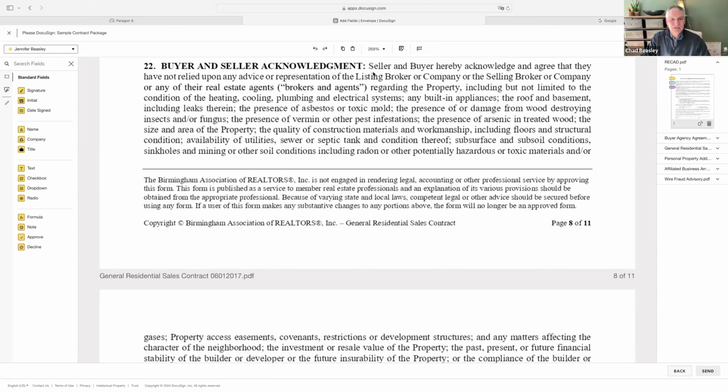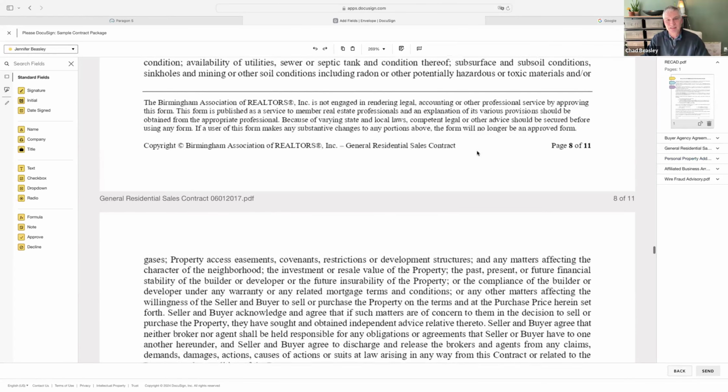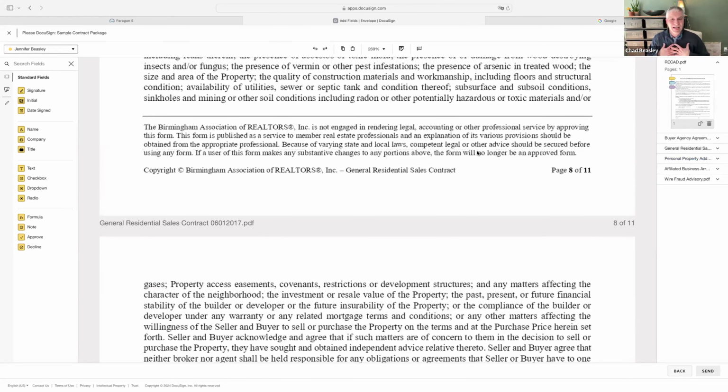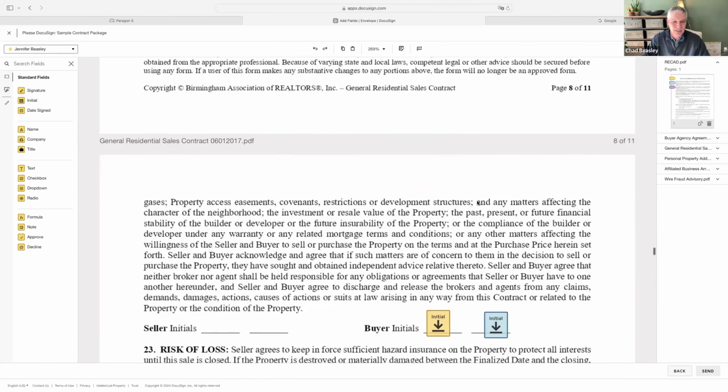This paragraph, buyer and seller acknowledgements, is just agreeing that the buyer and seller have not relied on the advice or representation of any other real estate companies or their agents regarding the property, including but not limited to the condition of the systems, and so on. Basically, again, it's stating that we, as their agents, are not their home inspector, we're not their accountant, we're not their attorney, all of those things. There are professionals to do those jobs if there are concerns. They're not relying on us for that kind of stuff.